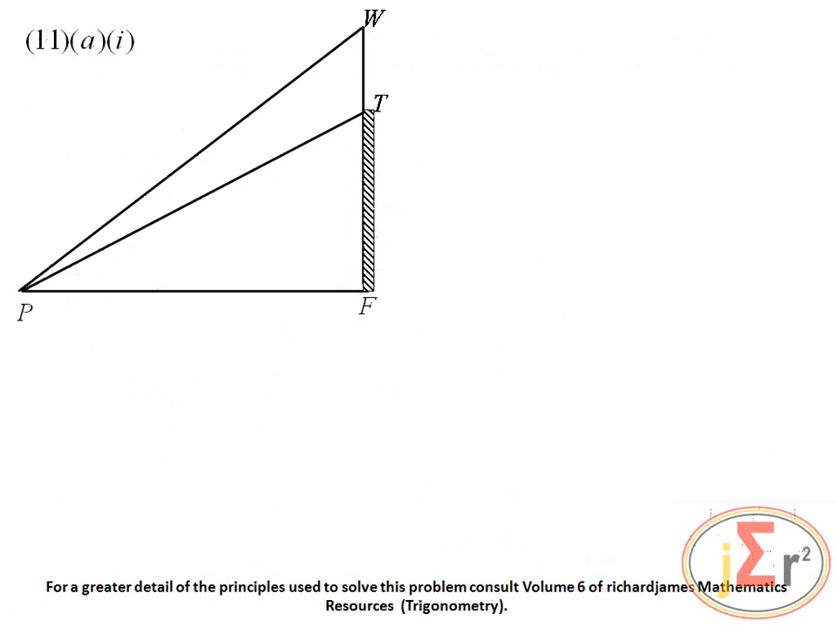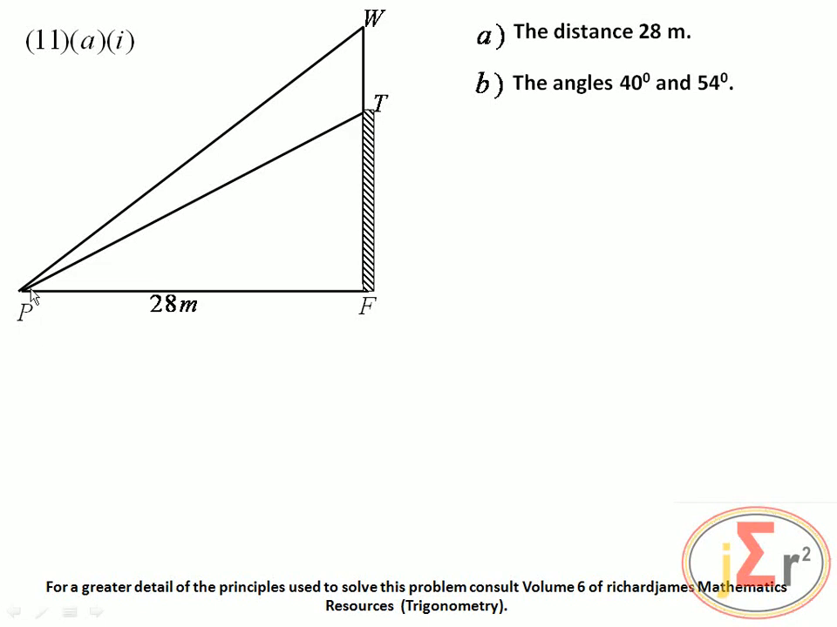The diagram that we have right there shows a vertical tower TF, and on top of that tower we have an antenna TW. We are going to insert the distance 28 meters. PF is equal to 28 meters. So let us put that right there. 28 meters. And of course, we are going to insert also the angles 40 degrees and 54 degrees.